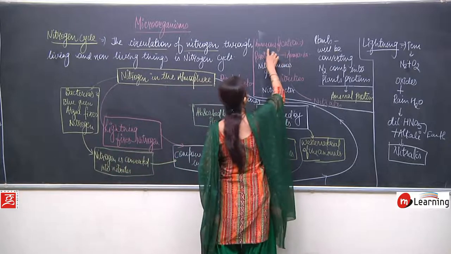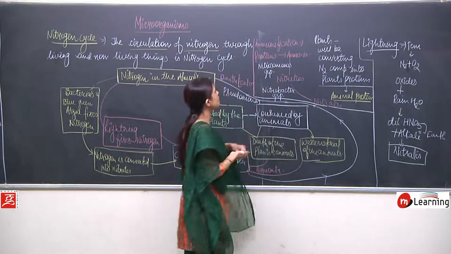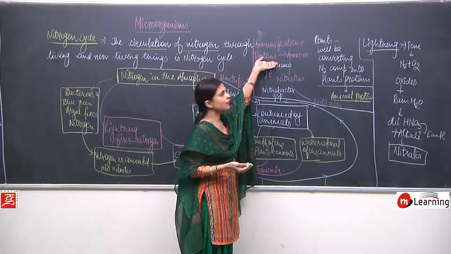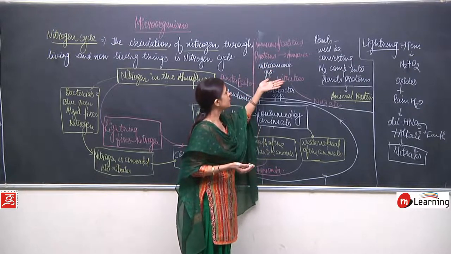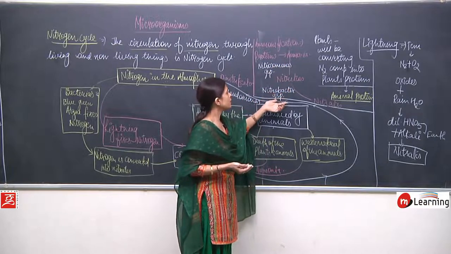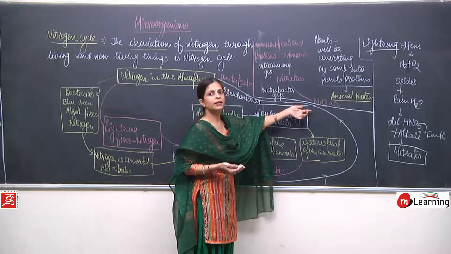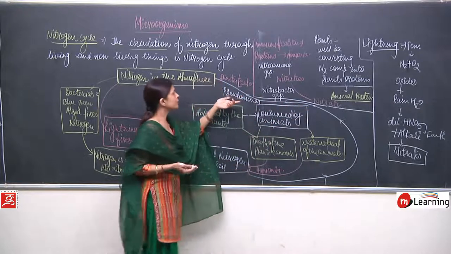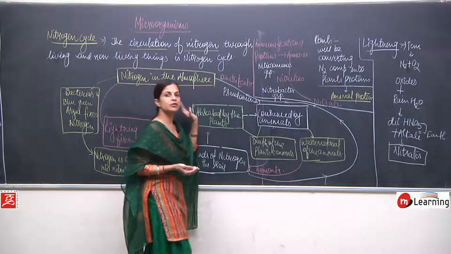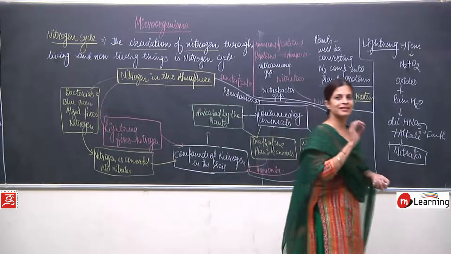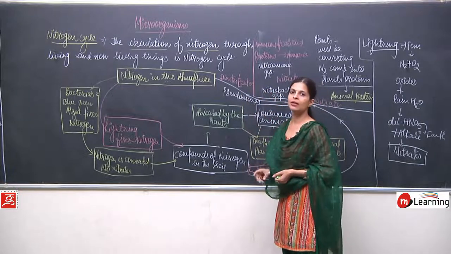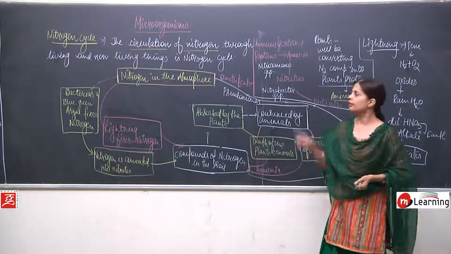Here I have written how ammonification takes place. What is ammonification? The formation of ammonia from protein is known as ammonification. The Nitrosomonas group of bacteria converts ammonia into nitrites. The Nitrobacter group converts nitrites into nitrates, and the Pseudomonas group converts the nitrates directly into free nitrogen, which is known as denitrification.